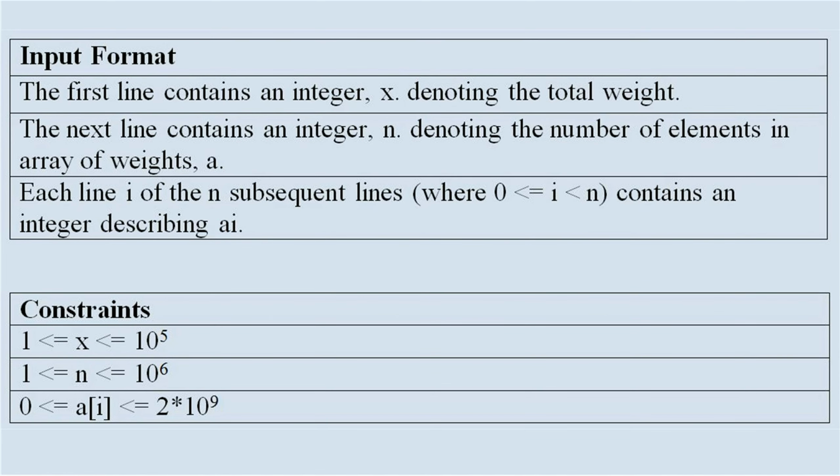Input format. The first line contains an integer X denoting the total weight. The next line contains an integer N denoting the number of elements in the array of weights, A. Each line I of the N subsequent lines, where 0 less than or equal to I less than N, contains an integer describing A[I]. Constraints: 1 less than or equal to X less than or equal to 10 raised to 5. 1 less than or equal to N less than or equal to 10 raised to 6. 0 less than or equal to A[I] less than or equal to 2 times 10 raised to 9.